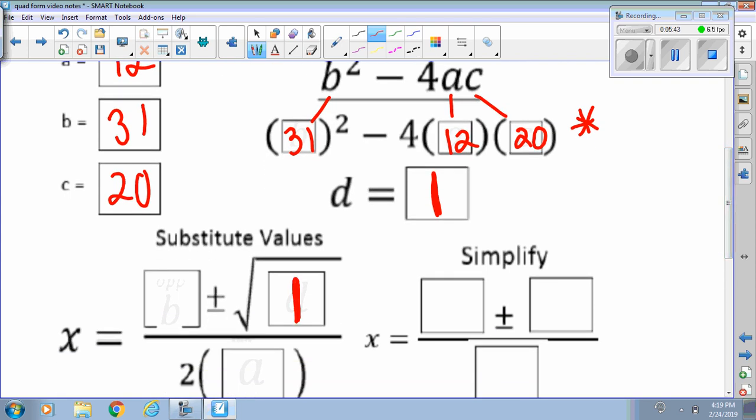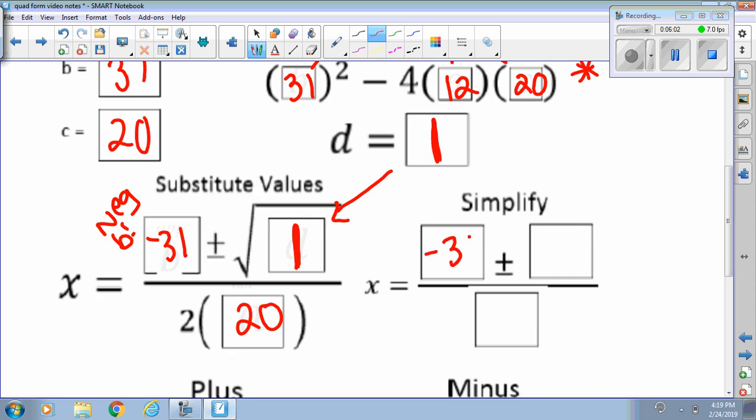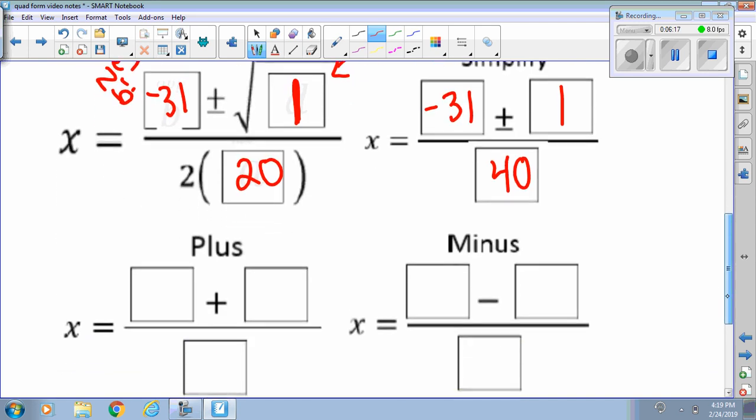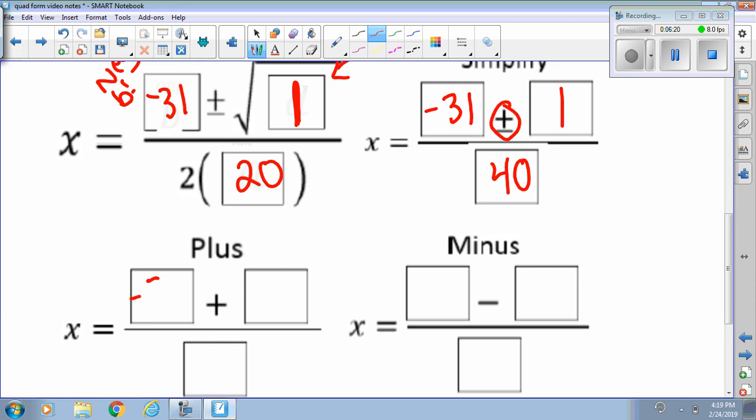So I know that goes here. My negative B, or opposite B, so negative 31, and then your A value is 20, times negative 31. The square root of 1, again, you do second, and then x squared, and hit 1 in your calculator. So the square root of 1 is 1, and 2 times 20 is 40. Then I have to do it twice. Negative 31 plus 1 divided by 40, and negative 31 minus 1 divided by 40.